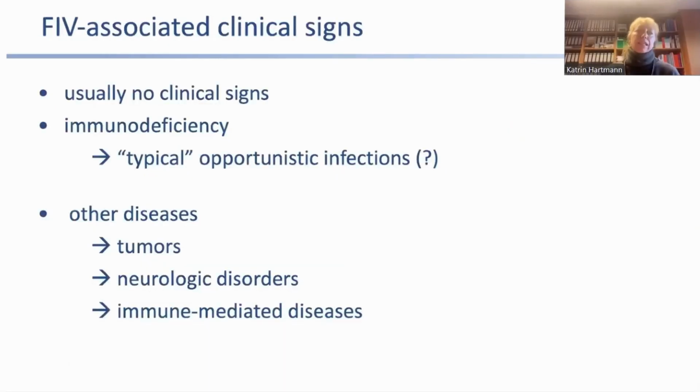So how about the clinical signs? Many times we see cats that do not have clinical signs, or if they have clinical signs, it's maybe not caused by FIV. It's caused by other diseases. And there can be immunodeficiency, and then sometimes unusual infections, or other diseases, tumors, neurologic disorders, immune-mediated disease, but those are rare. Usually, FIV does not make the cat sick itself.